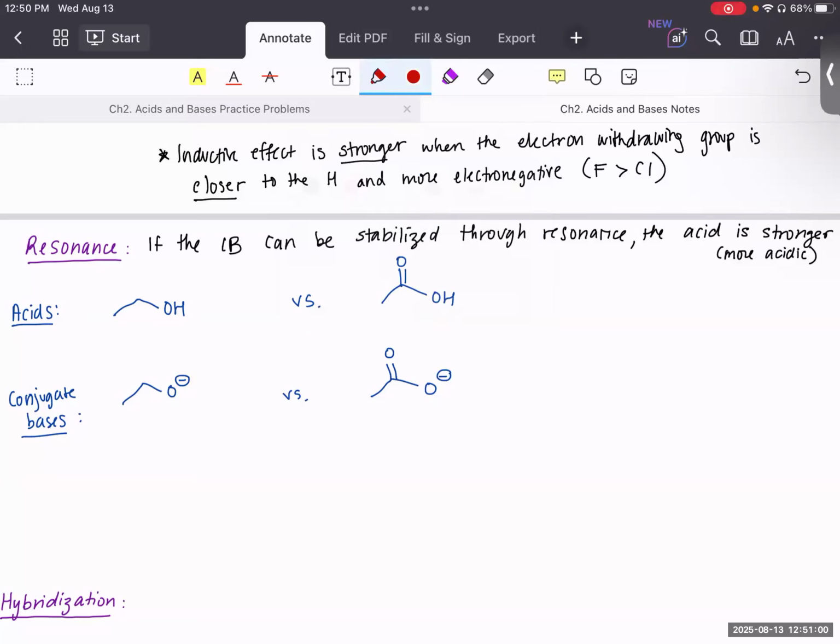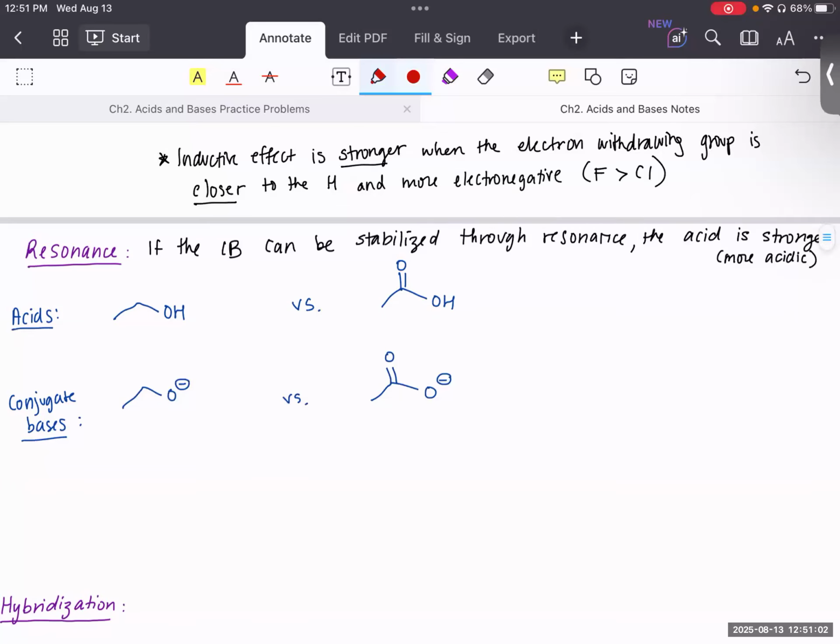And so what we can see is that this one cannot participate in resonance. There's no way to distribute that negative charge across the molecule because there's no double bonds, there's no available conjugated systems where that negative charge can be distributed. And so because of that, we have no stabilization. That oxygen is fully carrying that negative charge in isolation.